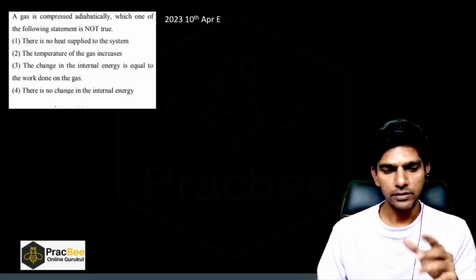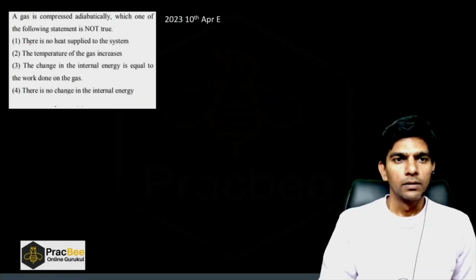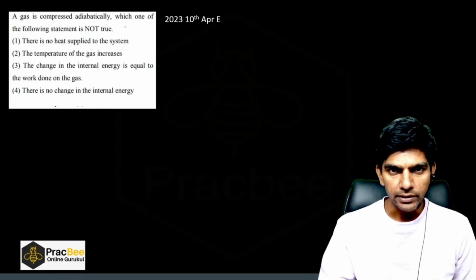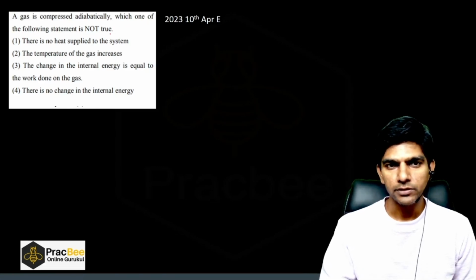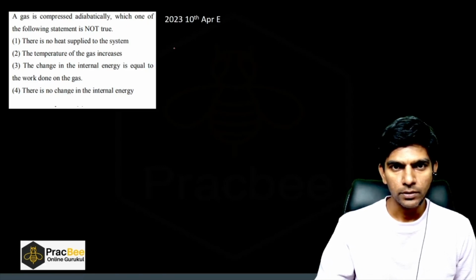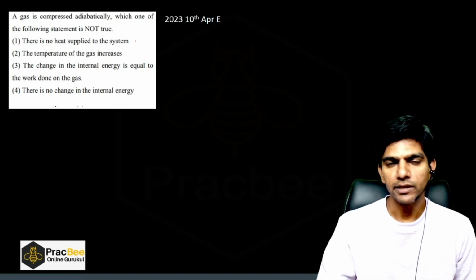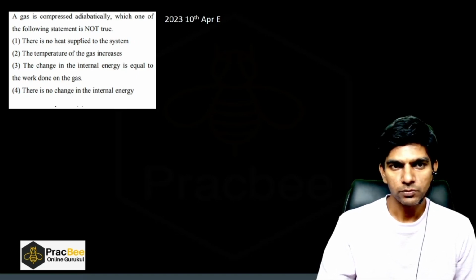Now let us see the illustration based on these concepts. A gas is compressed adiabatically, which one of the following statements is not true? So volume is decreasing. So there is no heat supply to the system. Yeah, this is the definition of adiabatic process. There is no heat exchange between the system and surrounding. So option 1 is a true option. So this is not our answer.